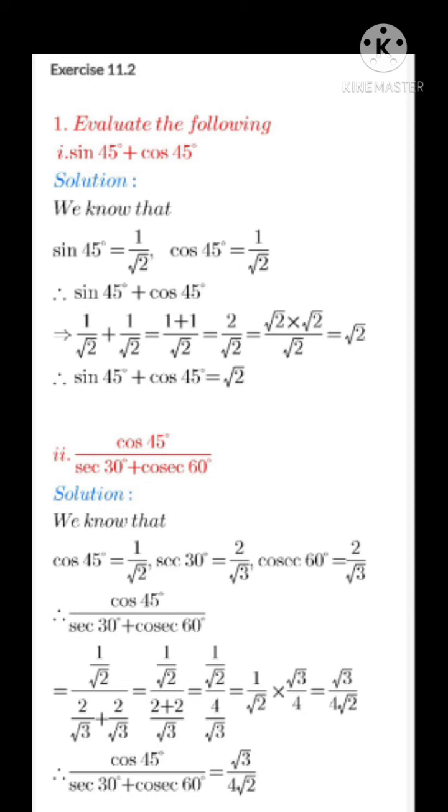Next, cos 45 by sec 30 plus cosec 60. We know that cos 45 is equal to 1 by root 2, sec 30 is equal to 2 by root 3 and cosec 60 is equal to 2 by root 3. The values we can take from the table. Therefore, cos 45 by sec 30 plus cosec 60 is equal to 1 by root 2 by 2 by root 3 plus 2 by root 3. That is equal to 1 by root 2 by 2 plus 2 by root 3. That is equal to 1 by root 2 by 1 by root 3, and we can write that as 1 by root 2 into root 3 by 4. That is equal to root 3 by 4 root 2. So the answer is cos 45 by sec 30 plus cosec 60 is equal to root 3 by 4 root 2.